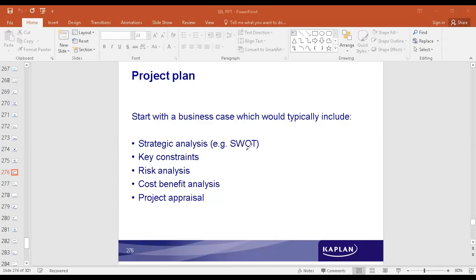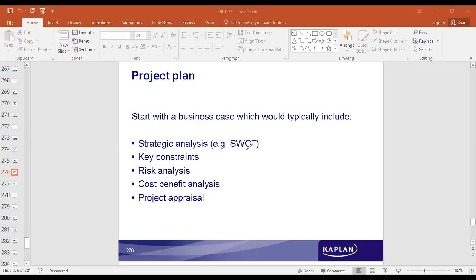So here, in the case of a project plan, understand their strengths and weaknesses, and what opportunities and threats are present for them in the external environment. What are the limitations and constraints that will not allow the project to be taken up smoothly? Look at the key constraints. Any risks involved in this project, analyze that. Look at the cost benefit analysis: for the amount of investment that goes into a project, what is the benefit that could be realized out of that?